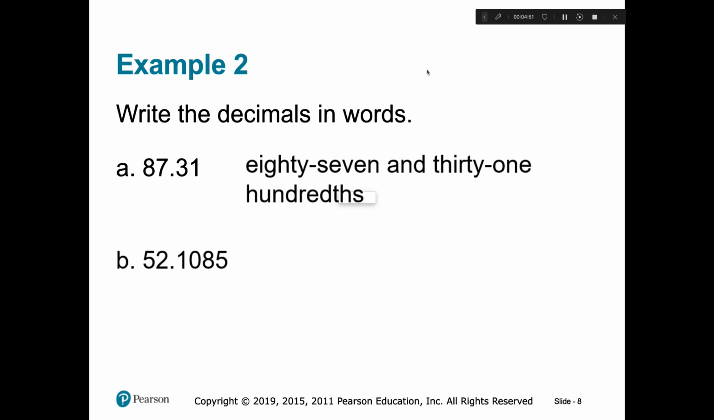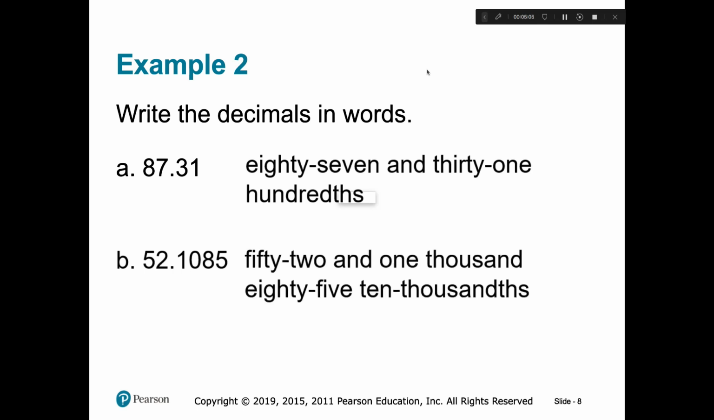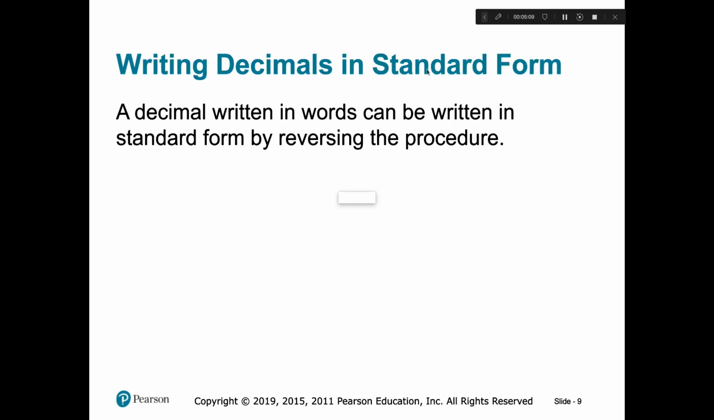This one. Blake, you want to tackle this one? Mikey, you want to tackle this one? 52 and 1,085. 52 and 1,085 10,000ths. So now we know how to say them, where that and goes. Lots of times the decimal is written in words and we have to translate it into standard form or numbers.